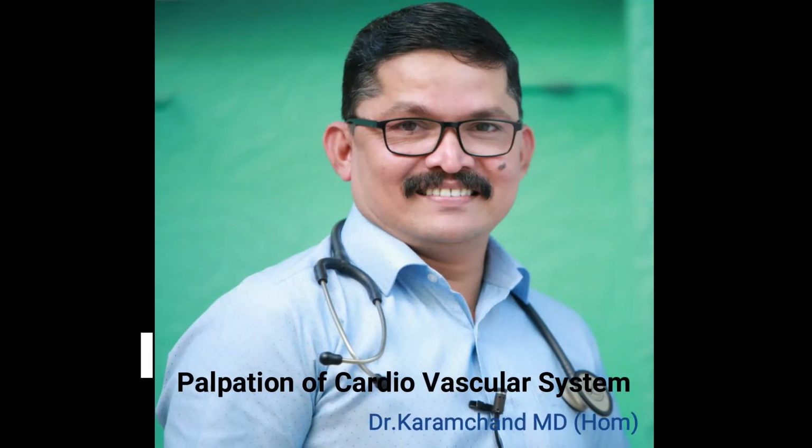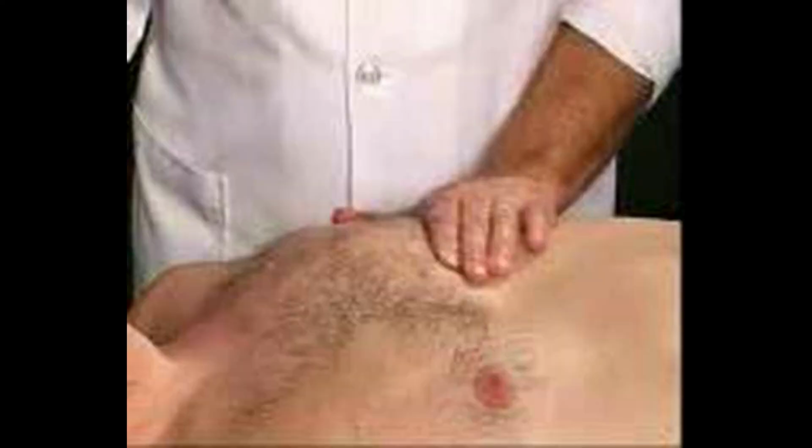Today we are going to discuss the second step of cardiovascular examination, that is palpation of the cardiovascular system. In cardiovascular palpation, we have to assess the measurement of the chest, assess the shape of the chest, palpate the chest for any tenderness, and on inspection, if there are any abnormal blood vessels, we have to palpate the same blood vessels to detect the direction of blood flow in that particular vessel.